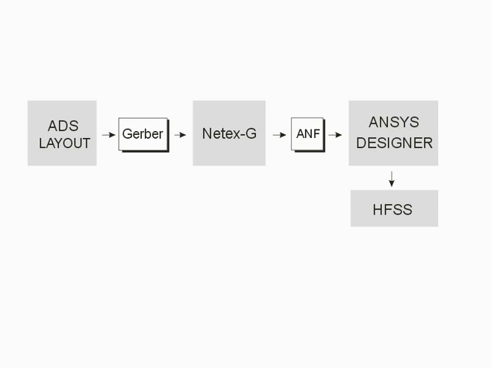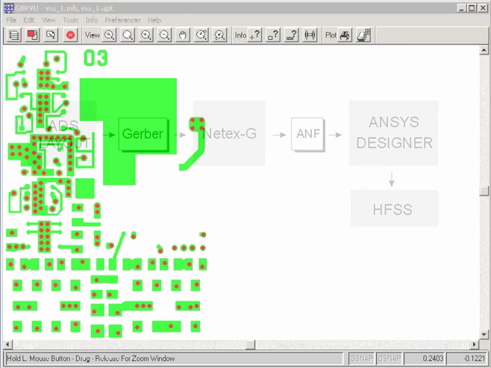And the way we're going to make this translation is we're going to export Gerber data from Agilent, import it into a program called NETEXG by Artwork, and NETEXG will process that data and export an Ansys neutral file, which can be imported into Ansys Designer or into SI Wave or other tools.